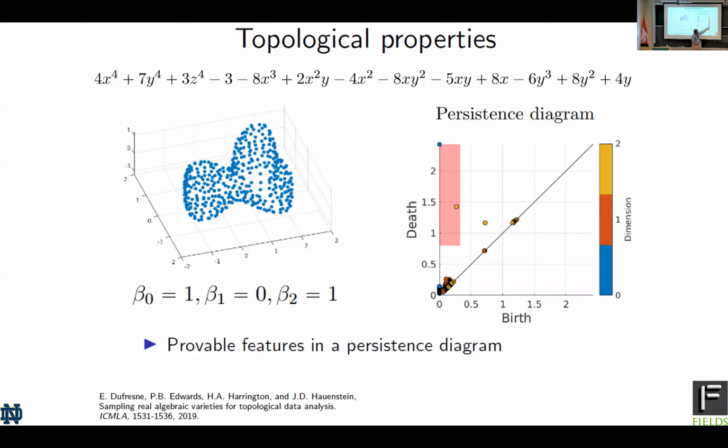So dimension 0 means it's connected. That one's well within the region. And then you have this other dot corresponding to the dimension 2, meaning that there's a void on the inside of this.